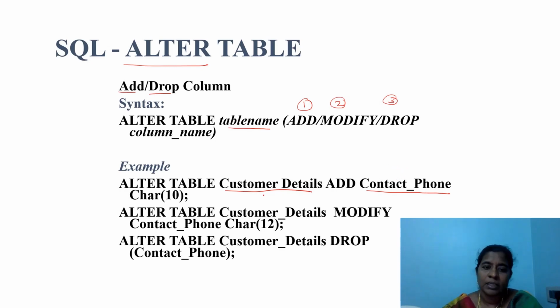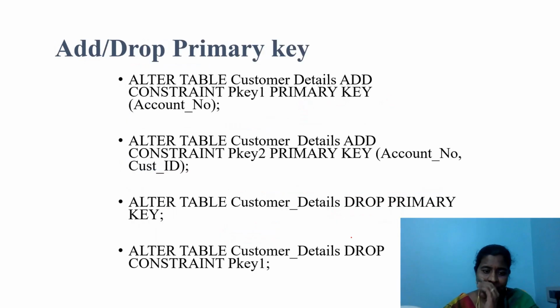Contact phone. Similarly, if I wanted to modify, for example, phone number, the size I have given is character 10. Instead, if I wanted to change that to 12, I can, then I have to use a quantifier called modify. Similarly, if I wanted to drop a particular attribute, for example here contact phone, in that case I have to use this drop keyword. And similarly, you can add constraints as well. Using alter command, you can add constraint.